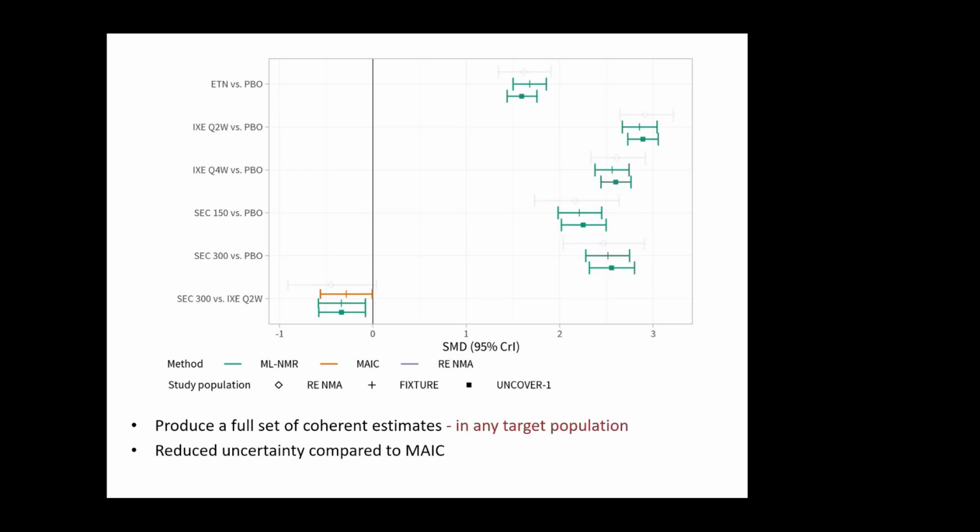But we're not just stuck in this population. We can produce estimates in any target population of interest. So here I've produced estimates in one of the IPD studies, for argument's sake. So here are the relative treatment effects in the UNCOVER-1 study population. But as I said, it doesn't have to be one of the studies in the network. You could also produce estimates for an external target population. And actually, in practice, that's what you'd probably more likely want to do.